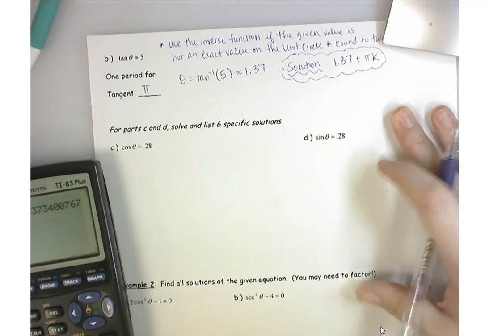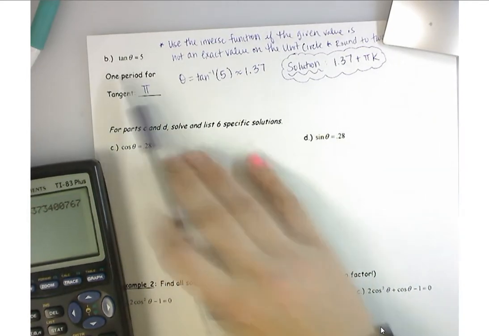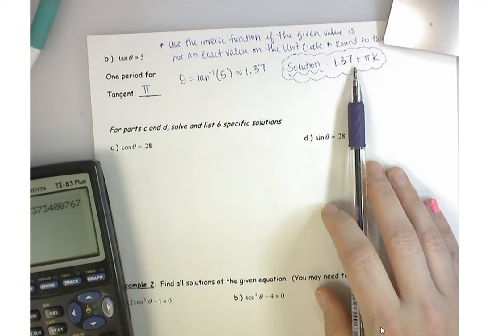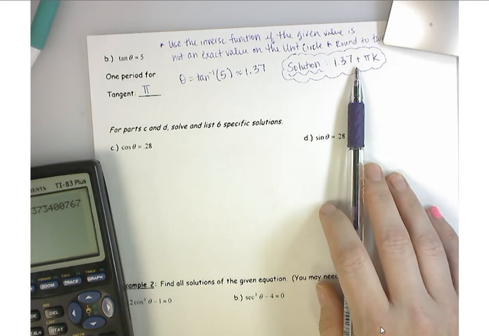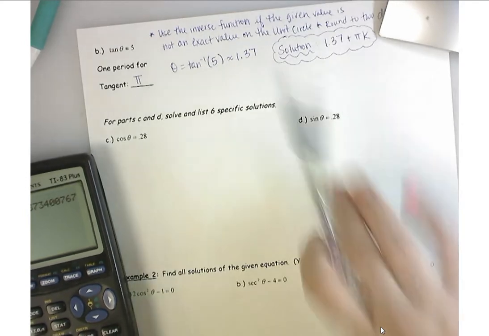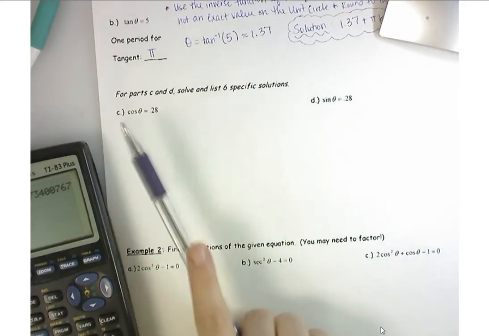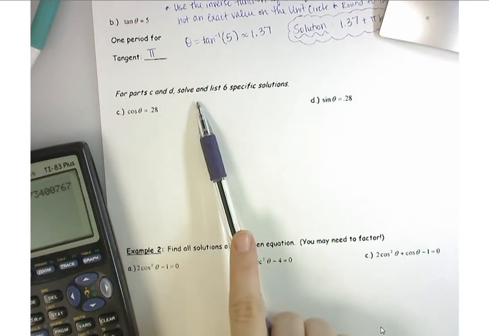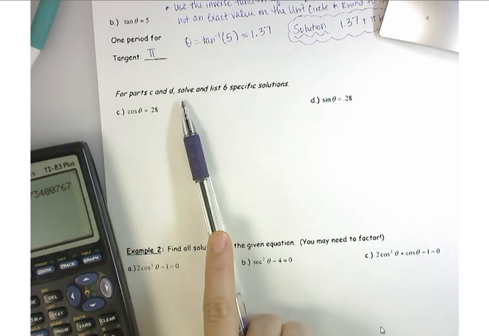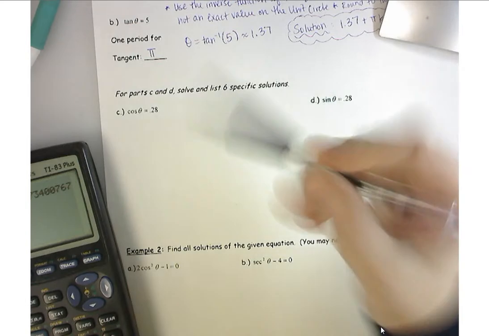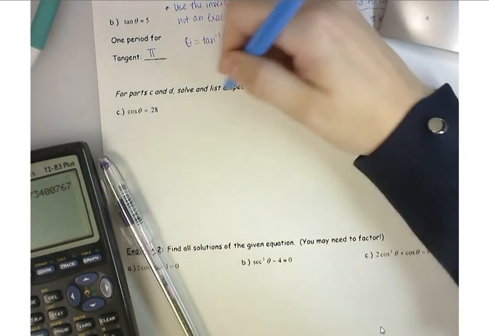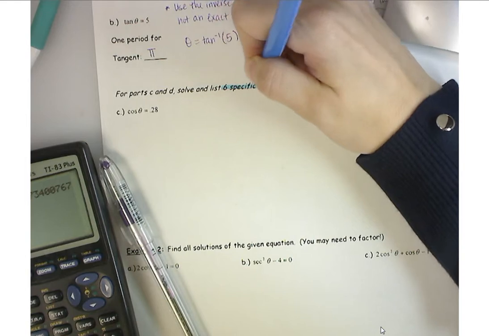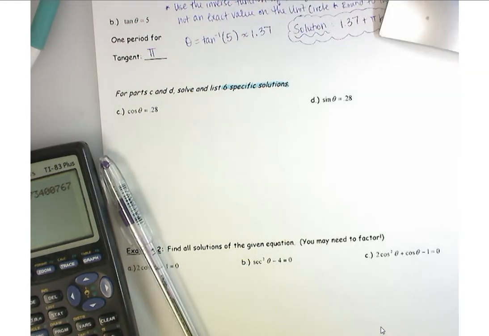Right, now if I had a reciprocal function like cotangent, it would be the same thing. Okay, so it would be plus pi k. And if I had a reciprocal of cosine or sine, secant or cosecant, it would be plus 2 pi k. All right, and then C and D say for those 2 parts, we're going to solve, which is just like what we did above, and we're also going to list 6 specific solutions. Okay, so I will help you with that part.